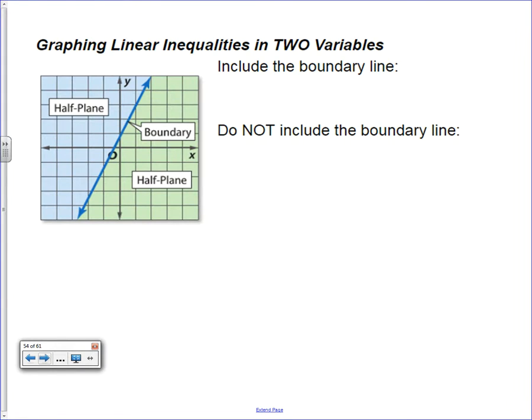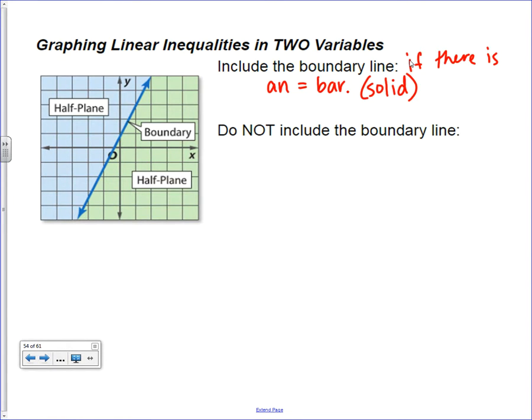Okay, so graphing linear inequalities in 2 variables. You guys see how I have that 2 capitalized? Yes? You are going to include the boundary line if there is an equals bar. That means you're going to make it solid. So remember how we had closed circles on the number line when we had the equals bar? In order to show that on a graph, you're going to make your line solid.